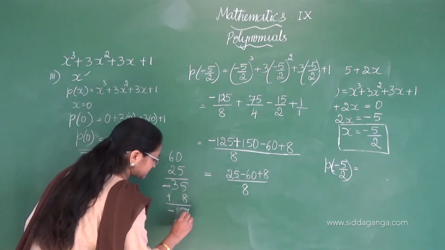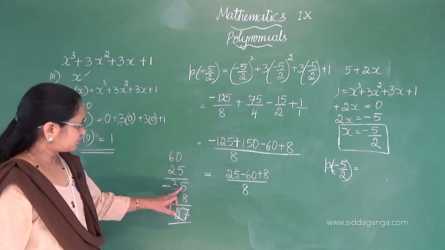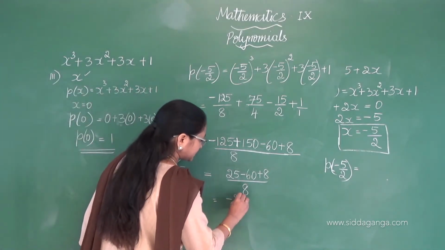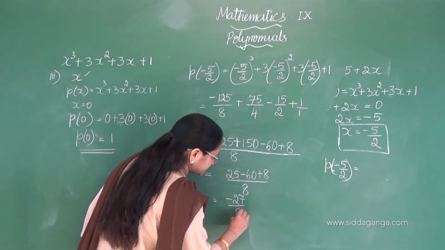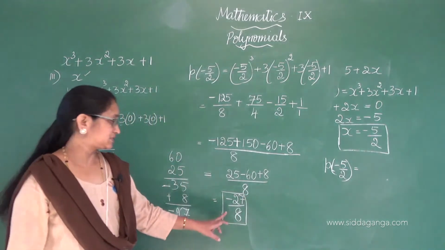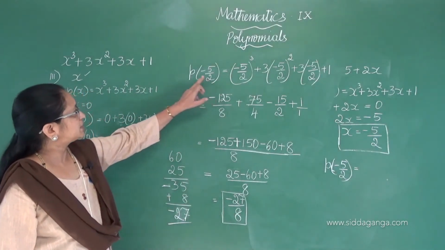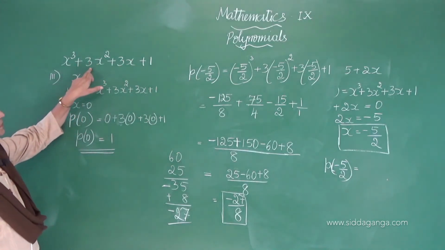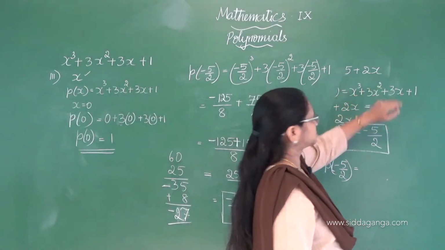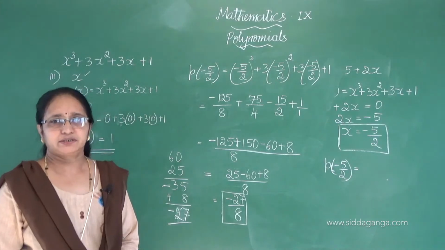Seven, 27, sorry, 27. Now 8, so 15 minus 8, 27. So the answer is minus 27 by 8. So this is the answer. Minus 27 by 8. So the remainder, when we divide this polynomial x cube plus 3x square plus 3x plus 1 by 5 plus 2x, you will get the answer minus 27 by 8.